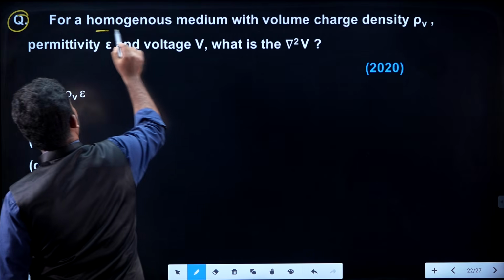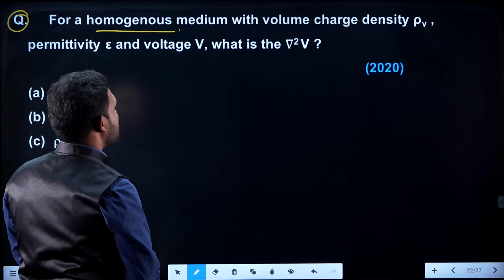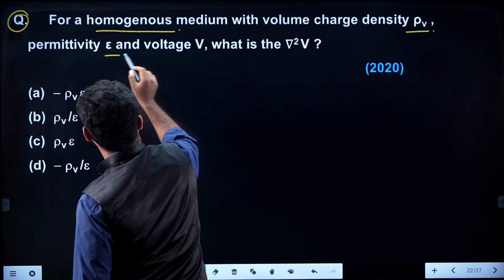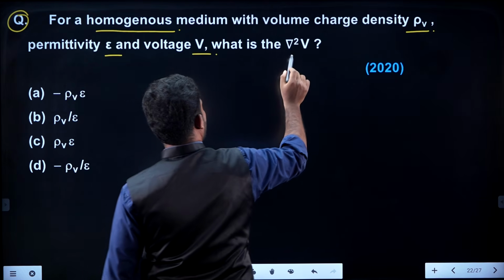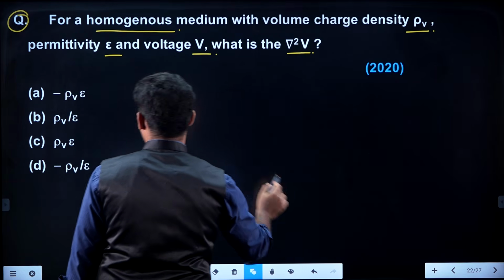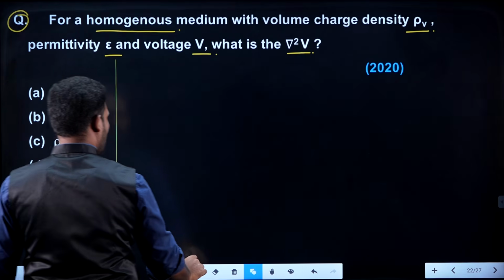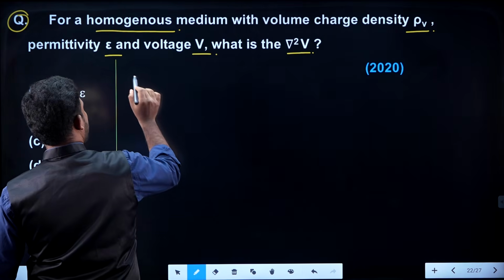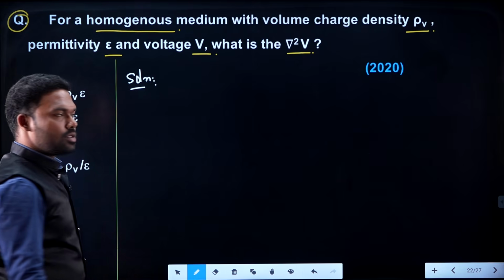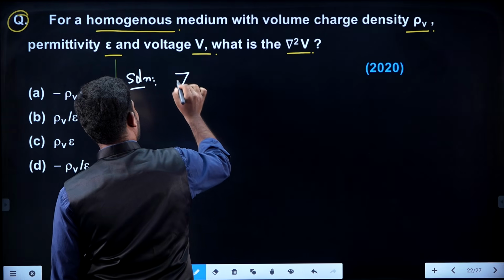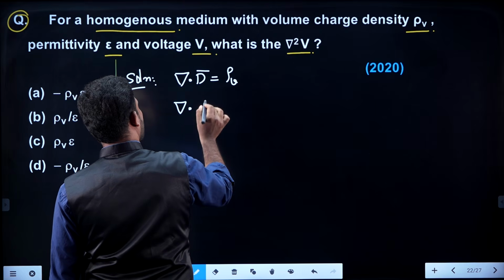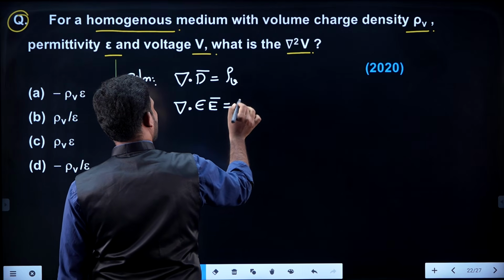For homogeneous medium with the volume charge density rho v and the permittivity epsilon, the voltage V and what is this del square V? This is a Poisson's equation directly. How do you obtain this Poisson's equation? By combining the divergence and gradient. So, the divergence of D is equal to rho V. But what is this D? D is equal to epsilon into E, which is equal to rho V.